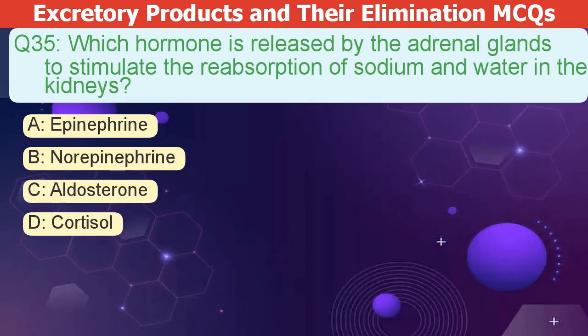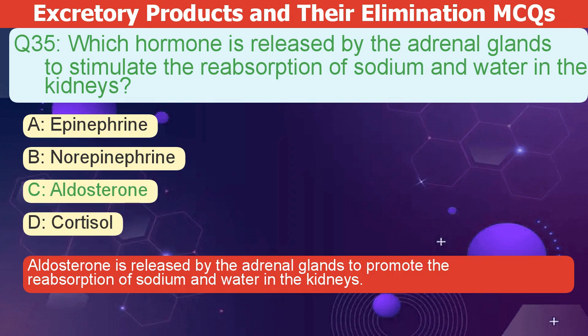Which hormone is released by the adrenal glands to stimulate the reabsorption of sodium and water in the kidneys? A. Epinephrine. B. Norepinephrine. C. Aldosterone. D. Cortisol. The correct answer is C. Aldosterone is released by the adrenal glands to promote the reabsorption of sodium and water in the kidneys.